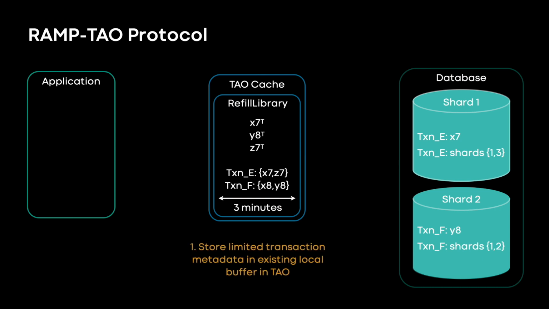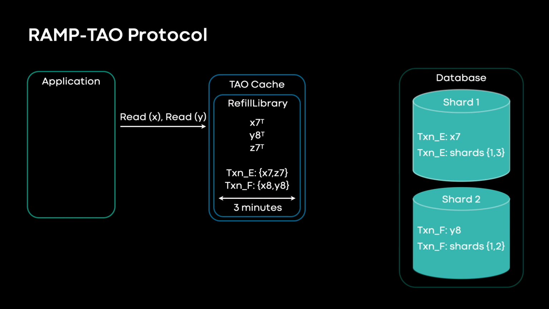So the first modification we make is that we have the refill library also store limited transactional metadata. So only for the past 3 minutes do we store both the keys for each transaction, and we also mark each key that's been updated transactionally in the recent past with a bit so that we're able to check for this. So now when the application does a read to TAO, TAO will return the most up-to-date version as well as its corresponding write transaction metadata if it is present.